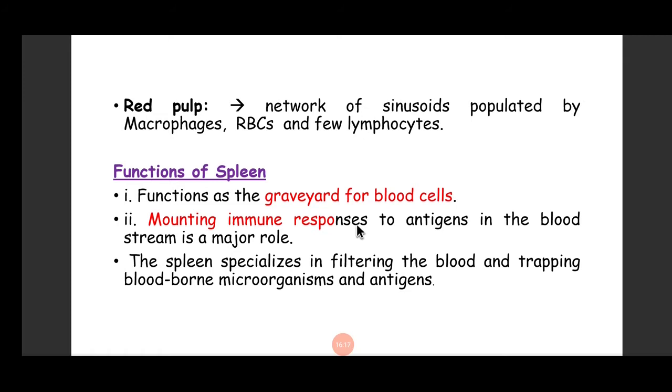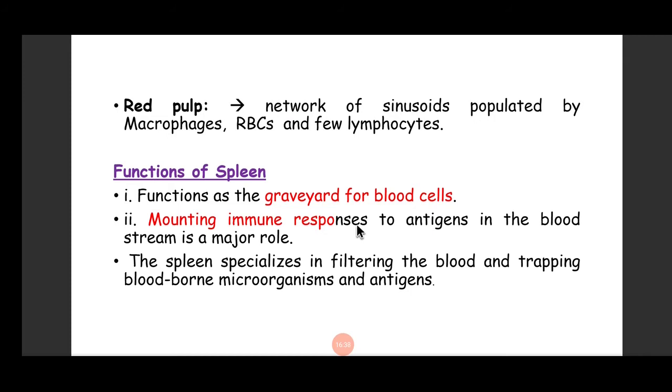And what happens in the red pulp? Red pulp functions as the graveyard of blood cells, all blood cells: old RBCs and platelets. They are all buried here, and their heme and so on is extracted from there.